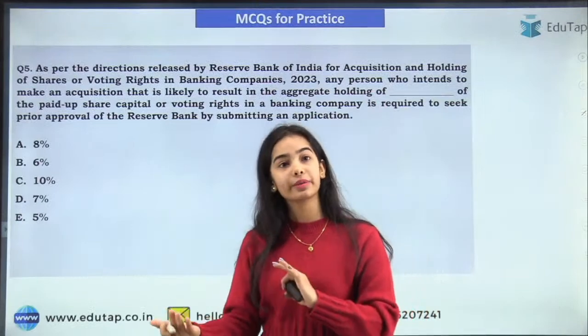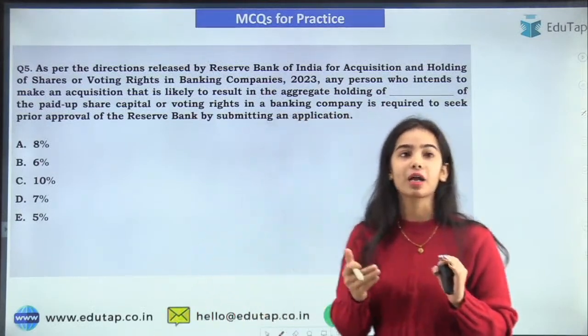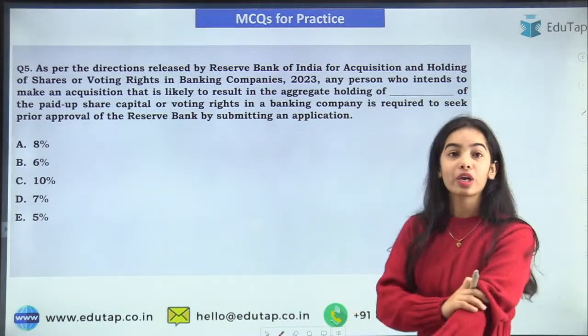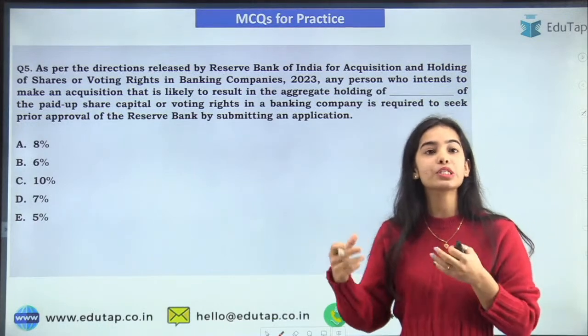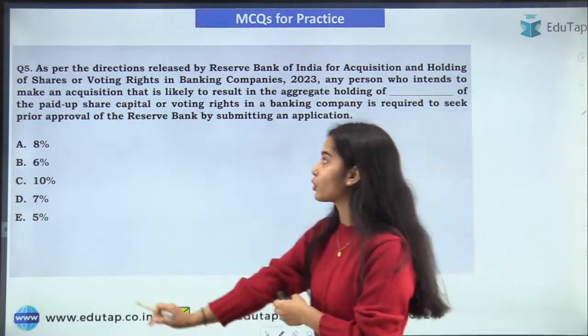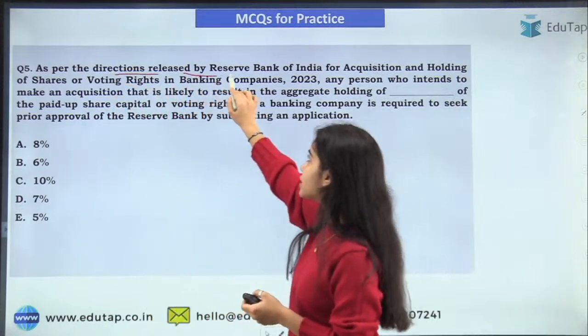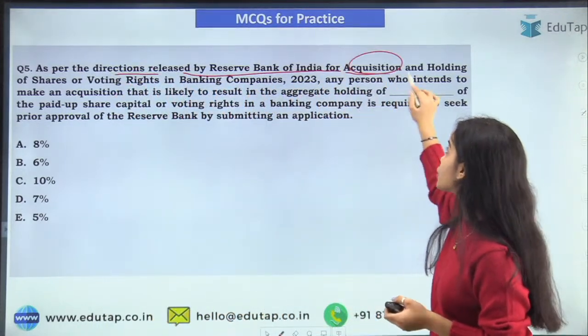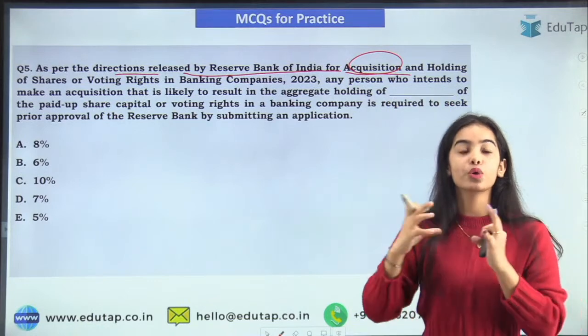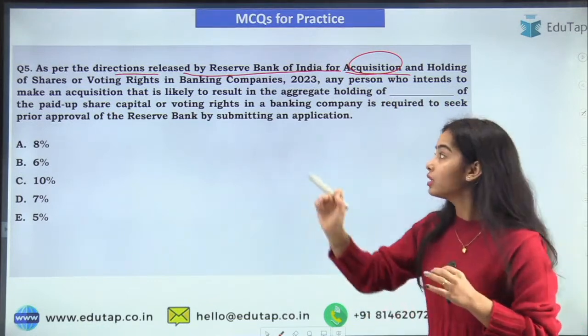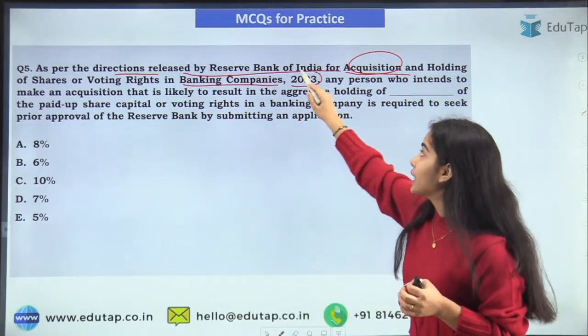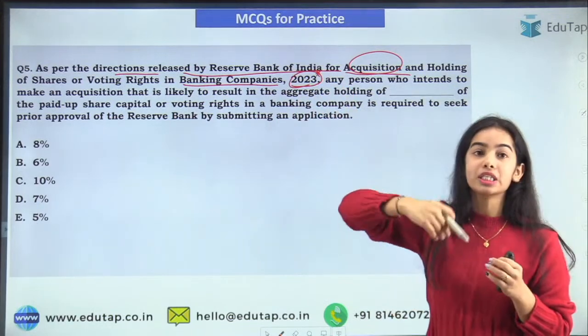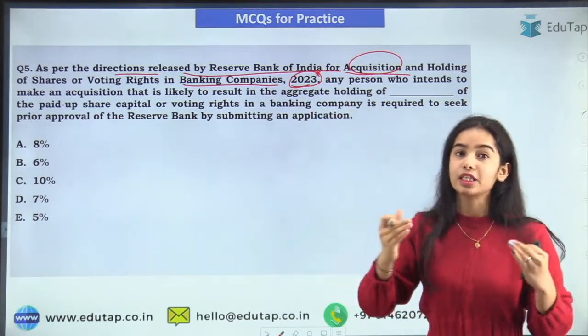So now moving forward, coming back to our notifications of the RBI, this is the question. That seems a little tricky, but once you read it, it will become very easy for you. As per the directions released by the Reserve Bank of India for the acquisition and holding of shares and voting rights of banking companies, this is the master direction that has been released in 2023.